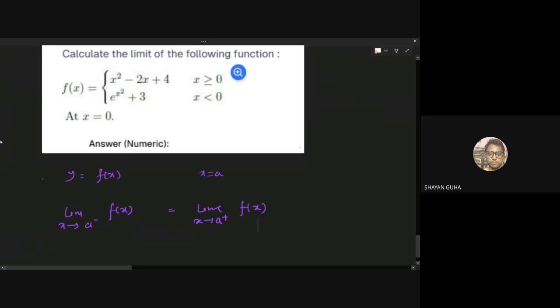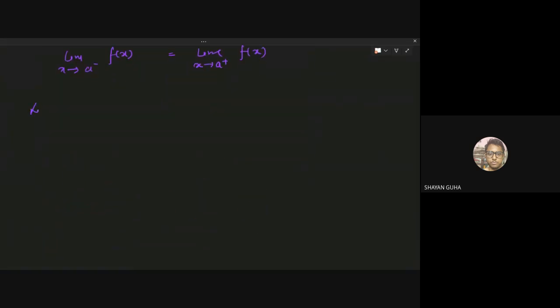So if I have to check the limit as x tends to 0, I'm considering the left hand limit of f(x) first. What does x tends to 0 minus mean? That x takes all those values which are less than 0. Basically, it's approaching 0 from the left hand side. If this is 0, we are approaching 0 from the left hand side. That means the values of x can take all those sequential values which are less than 0. So correspondingly, my functional value during that time will be e to the power x square plus 3.